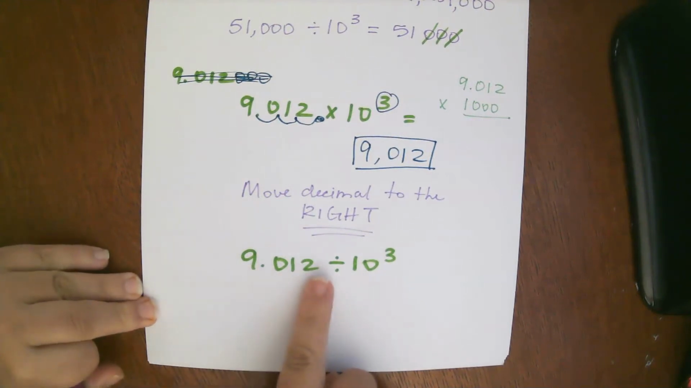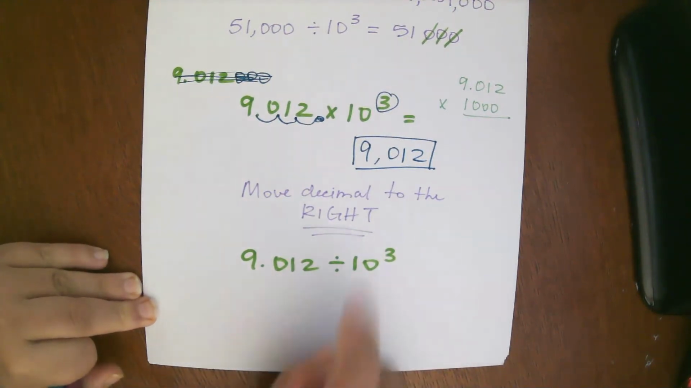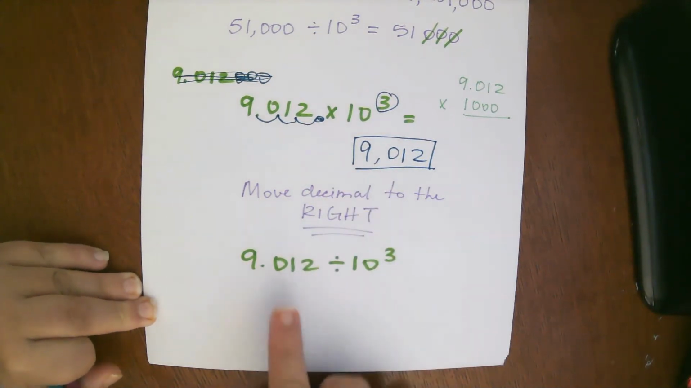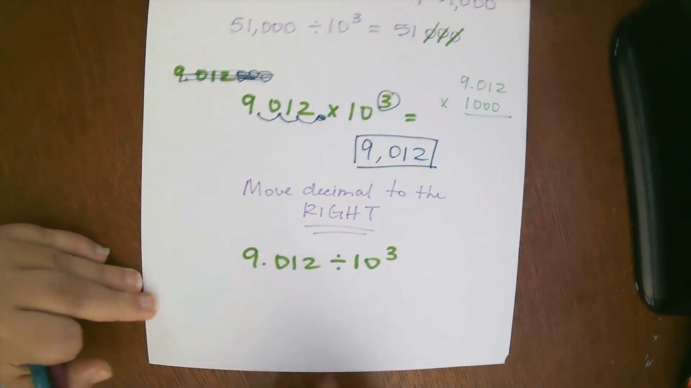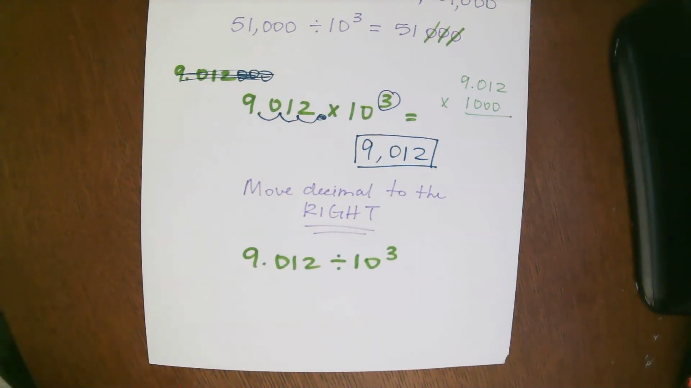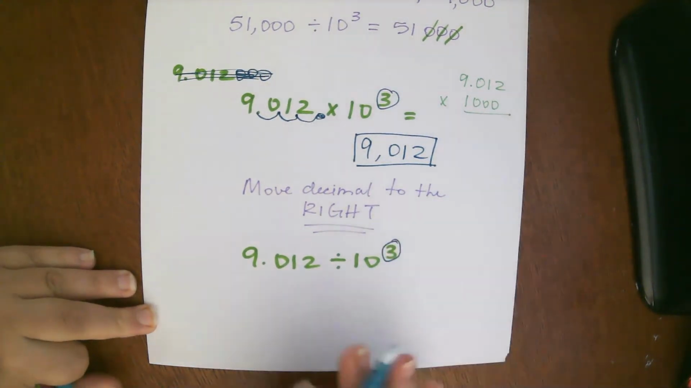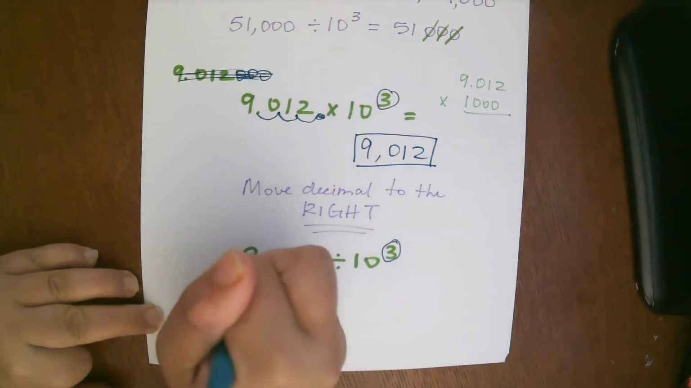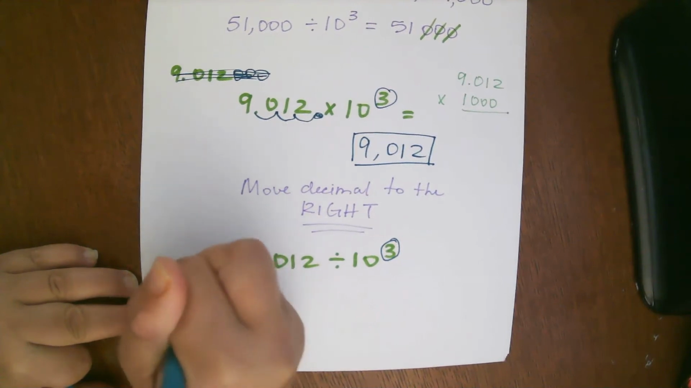If I move my decimal to the right, I'm going to get a big old number. That's not a group, right? So I'm going to have to move my decimal to the left. Well, how many places? Your power of 10 is going to tell you. 3 places. We're going to move it to the left. So 1, 2, 3. Boom.